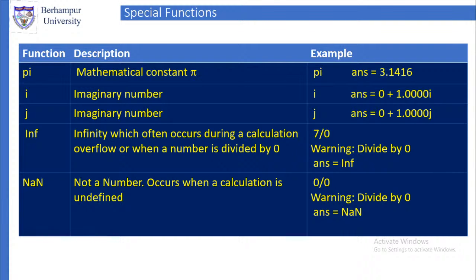Similarly, NaN, not a number. This NaN stands for not a number. This occurs when a calculation is undefined. For example, 0 by 0 is undefined. So that will be divide by 0, and the answer is NaN. So these are some of the special functions that we come across while using MATLAB.